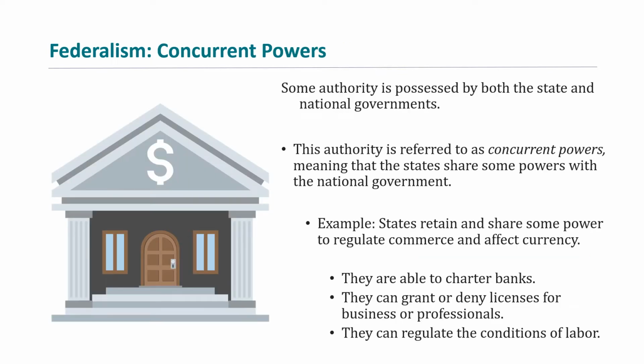In some areas, the states and the national government share concurrent powers, which is when some authority is possessed by both state and national governments. This allows the states to retain and share some power to regulate commerce and to affect the currency. They're able to charter banks. They can also deny or grant licenses for businesses and professionals, and they can regulate the conditions of labor, including things like minimum wage, work hours, how old you have to be to get a work permit, those types of things.